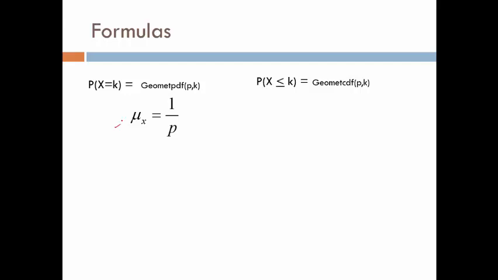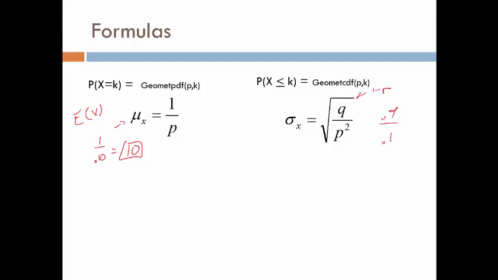The expected value, or mu, right? So for us, 1 over, if it was 10% of winners, 1 divided by, well, that was 10. Standard deviation is a little bit different. So q, again, that's 1 minus p. So for us, that would have been 0.9 over 0.1 squared, and then we take the square root of that. And that is 9.49.